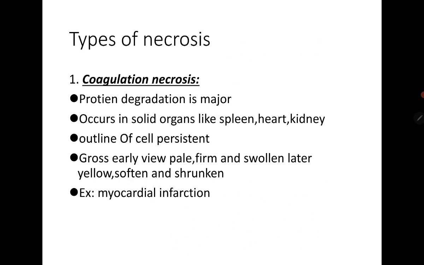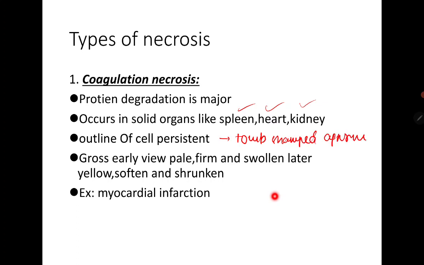So what are the types of necrosis? Based on these characteristics, it is divided into different types of necrosis. First, we are discussing coagulative necrosis. Coagulative necrosis is where protein degradation is major. Because of this, the cell structure is maintained. It only occurs in solid organs like the spleen, heart and kidney. So the outline of the cell persists. Therefore, it appears dome shaped.